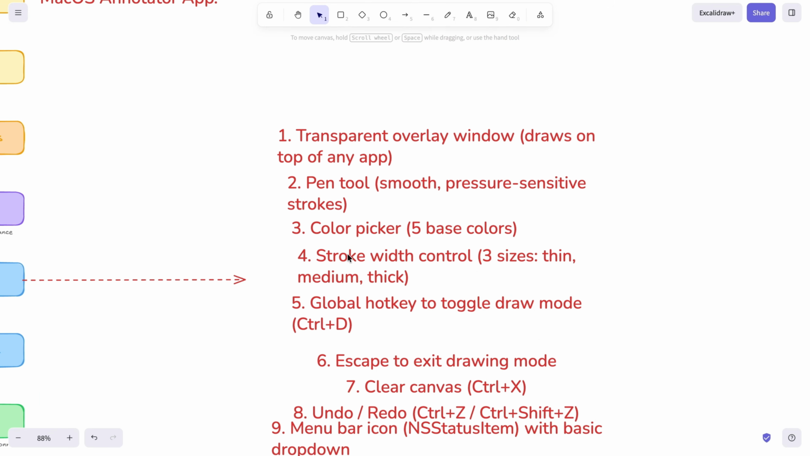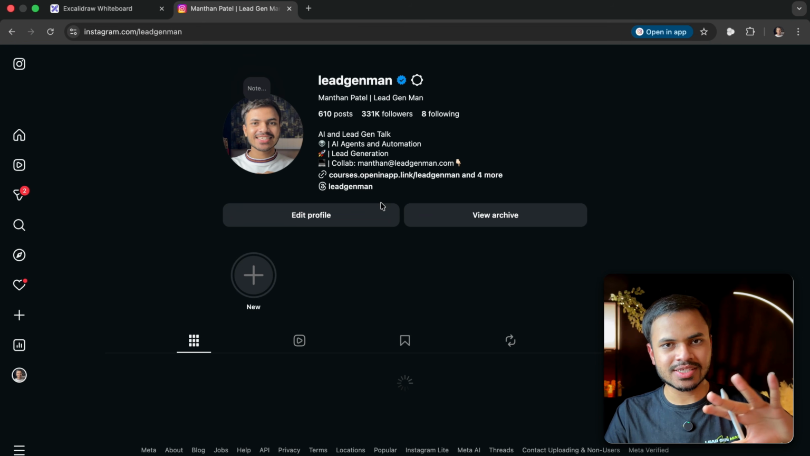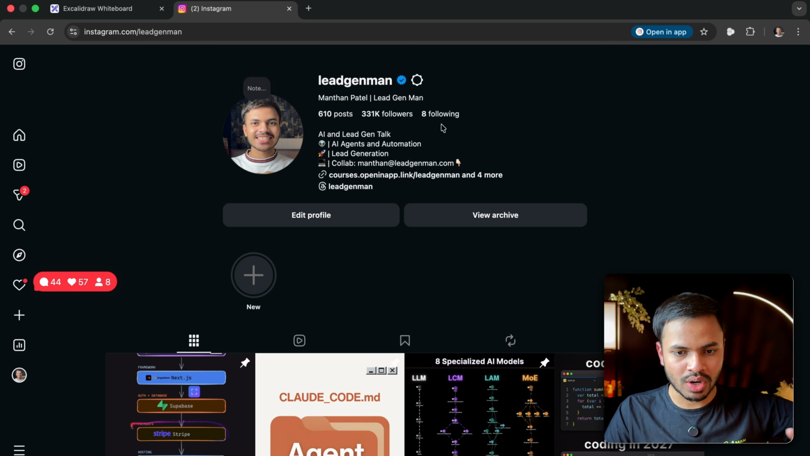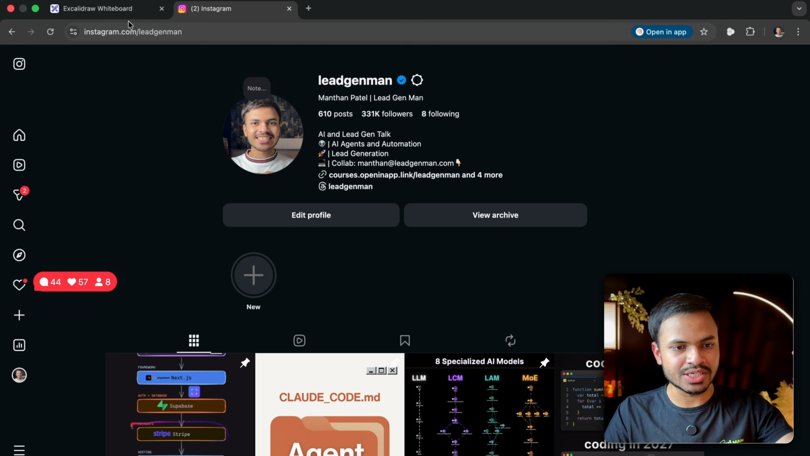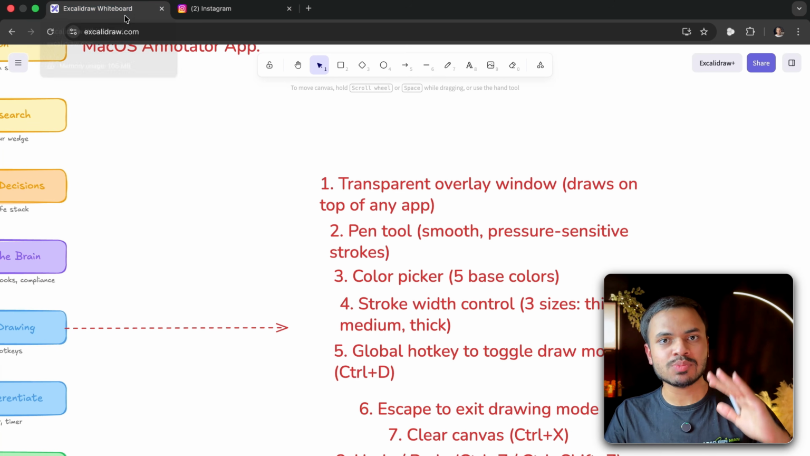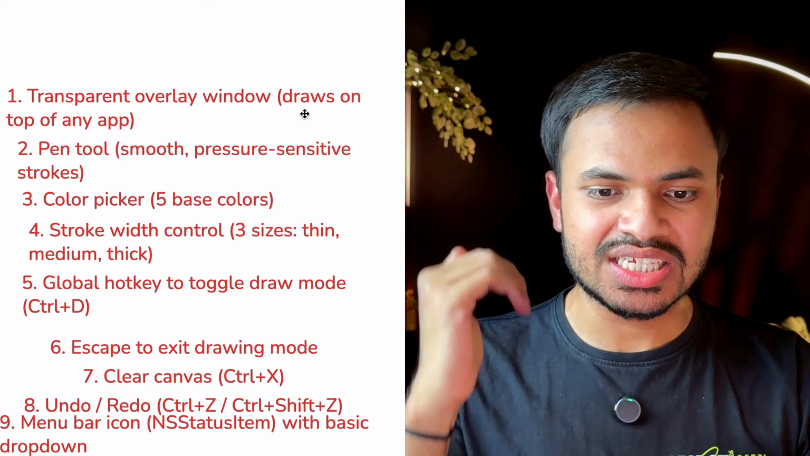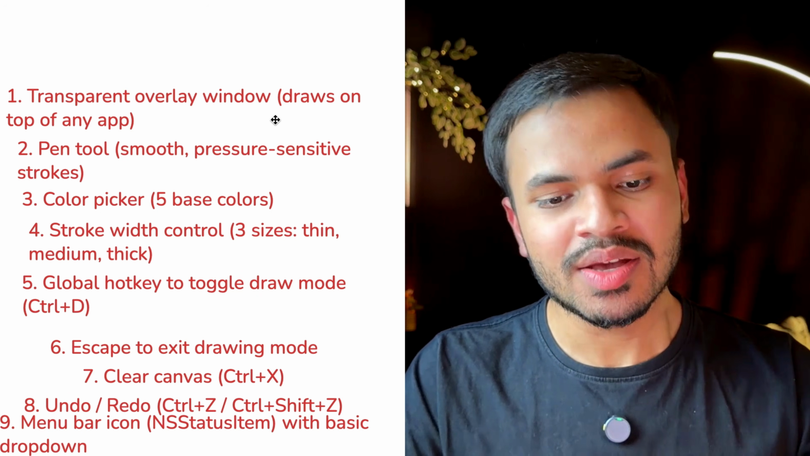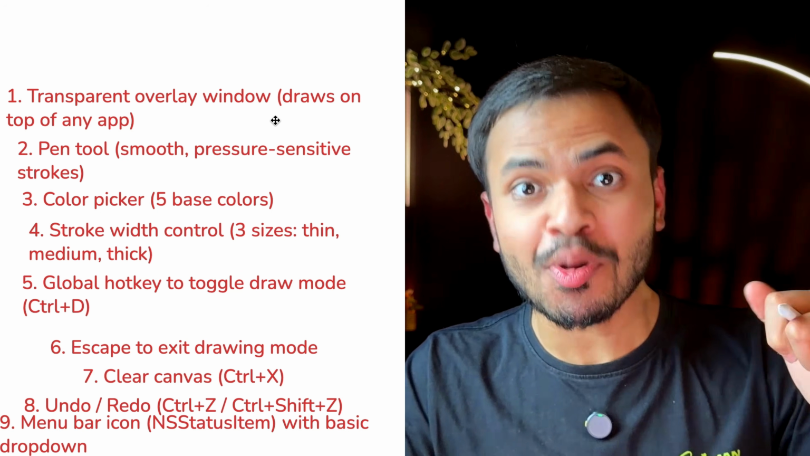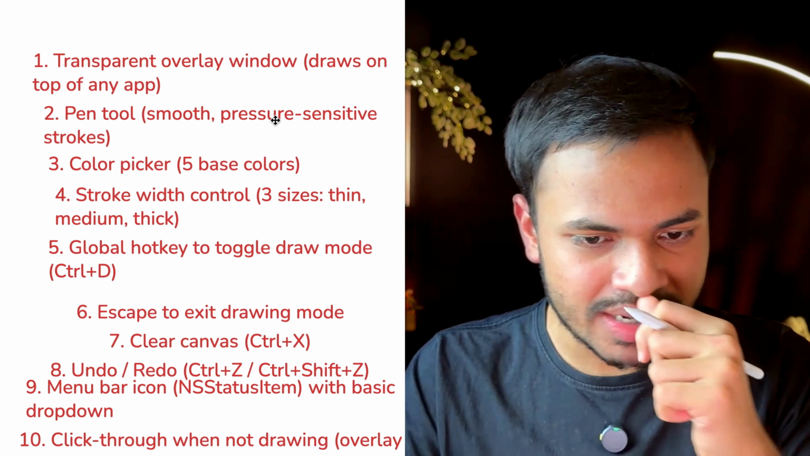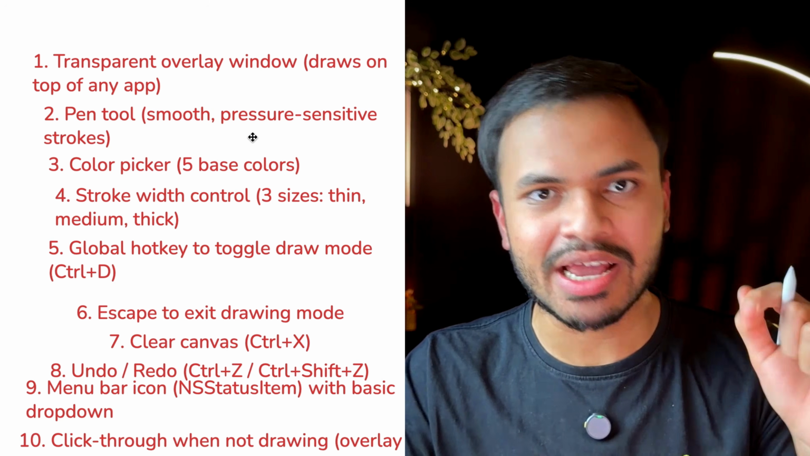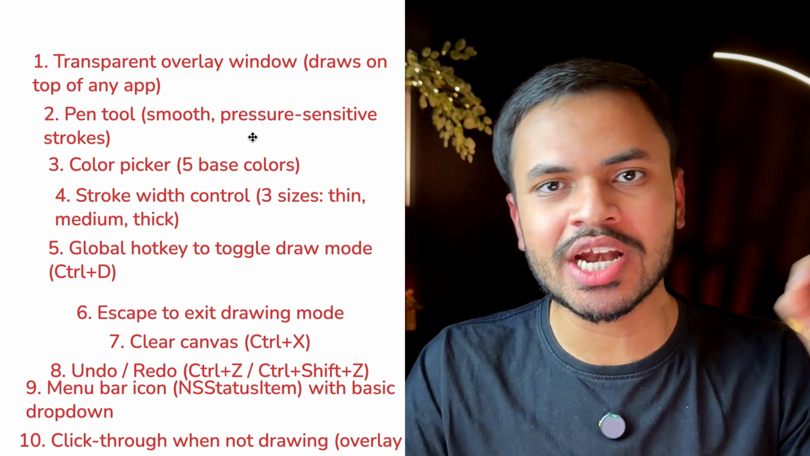First of all, we want to build the feature that has a transparent overlay window. Let's say I'm annotating something, like my number of followers or my lead gen landing page. I want it to keep a transparent overlay and not hop on everything. Therefore, we need a transparent overlay window, which basically means it can draw on top of any application. And then we will start with the pen tool, which basically allows you to highlight or annotate anything.